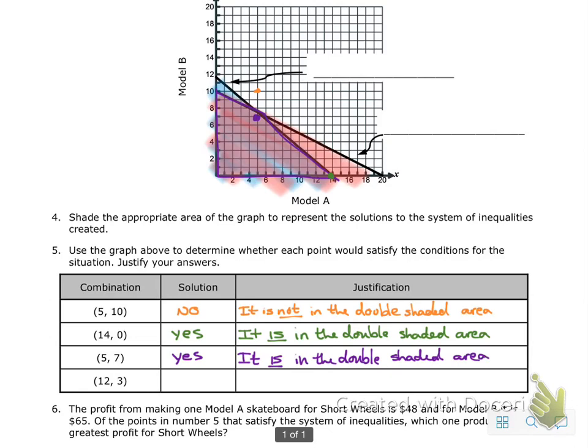And that last point I'm going to put in dark blue, 12, 3. So we have over 12, up 3. Now this is that situation that I was talking to you about. Is that in the double shaded area? No, it is not. It is only in the red area, which means that it is not a solution. So the answer is no. It is only in the red area. Okay, so we finished that problem.